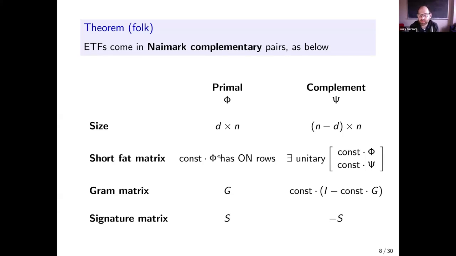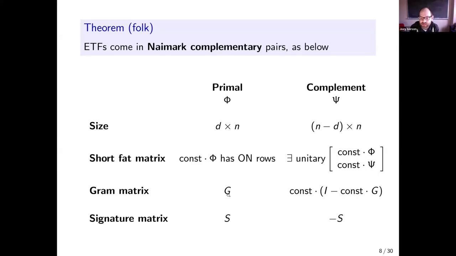In terms of short-fat matrices, the tightness condition, you could interpret as saying that if you multiply that short-fat matrix Phi by a constant, then you will get it to have orthonormal rows. And because I can get this to have orthonormal rows, you think about completing that orthonormal sequence to an orthonormal basis. I can fill in some more rows to make this whole thing a unitary matrix. Those other rows are basically the short-fat representation of this Naimark complement.